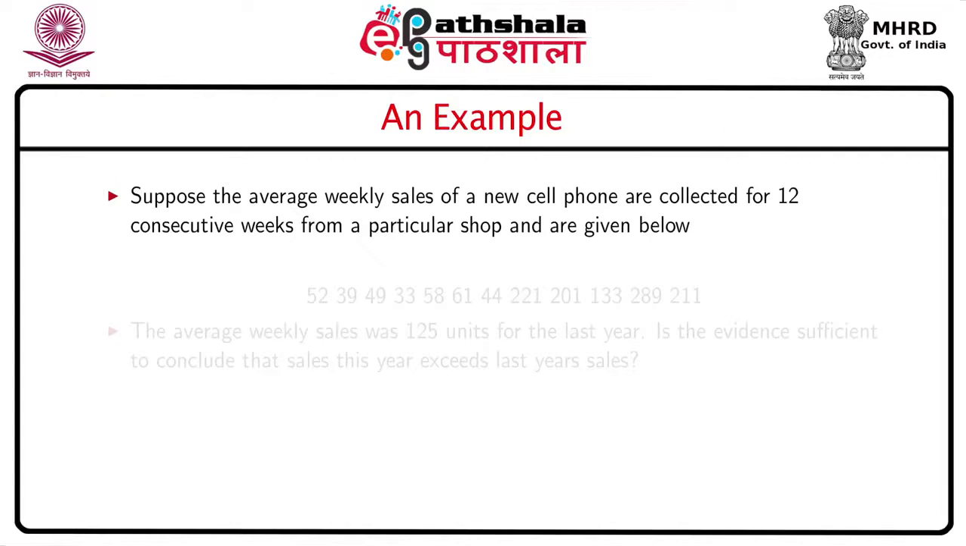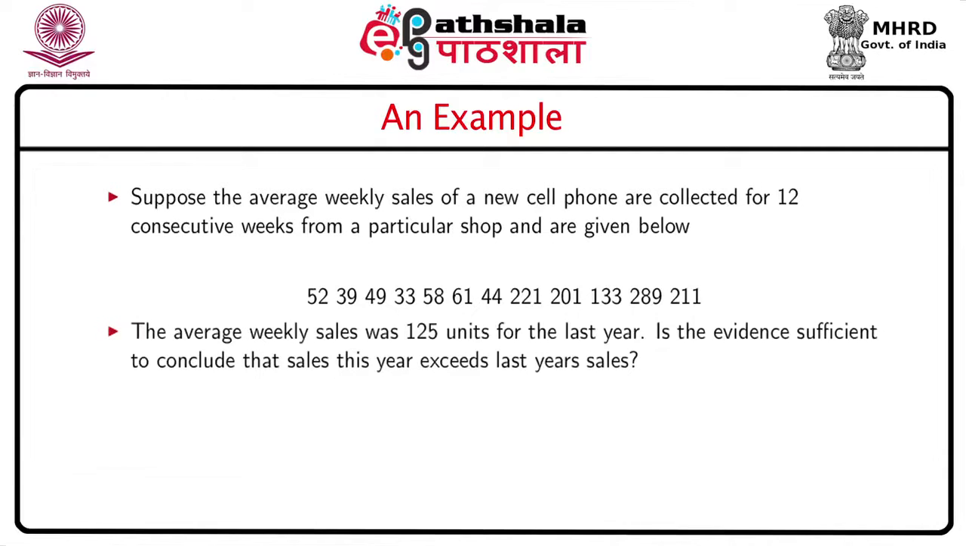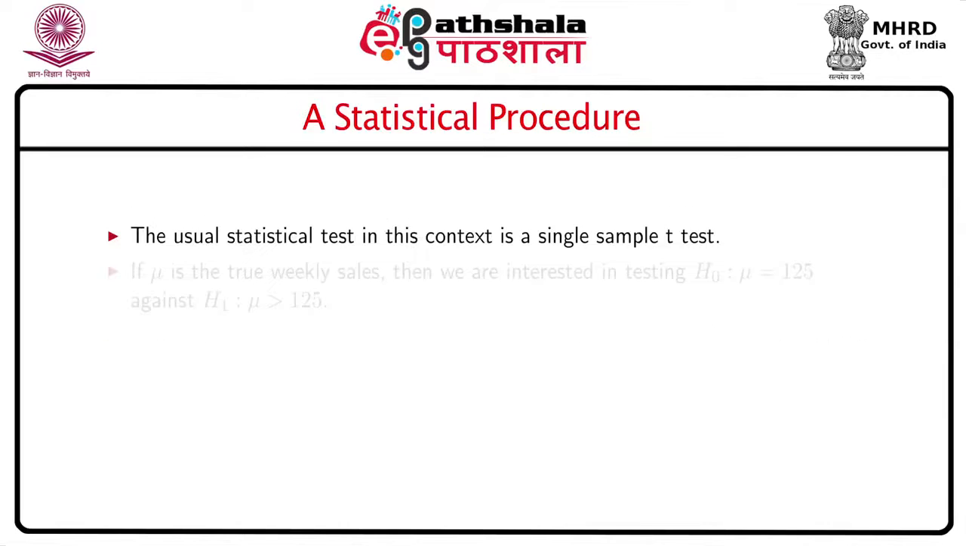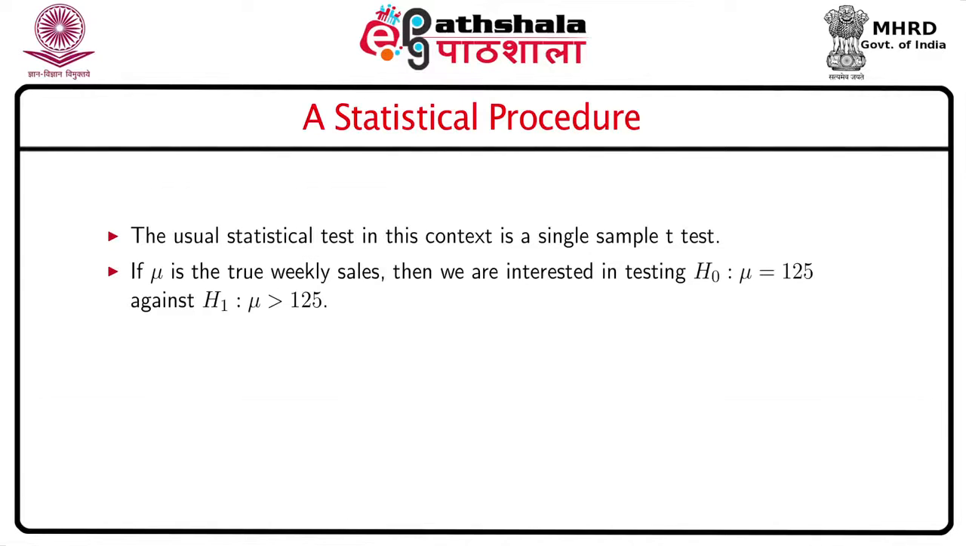Suppose the average weekly sales of a new cell phone are collected for 12 consecutive weeks from a particular shop and are given below. So there are 12 sales figures, and the average weekly sales was 125 units last year. It is of interest to know whether the current year sales exceed the last year sales. This can be made in terms of a statistical hypothesis. If mu is the true weekly sales, then we are interested in testing the null hypothesis mu equal to 125 against the alternative mu greater than 125.